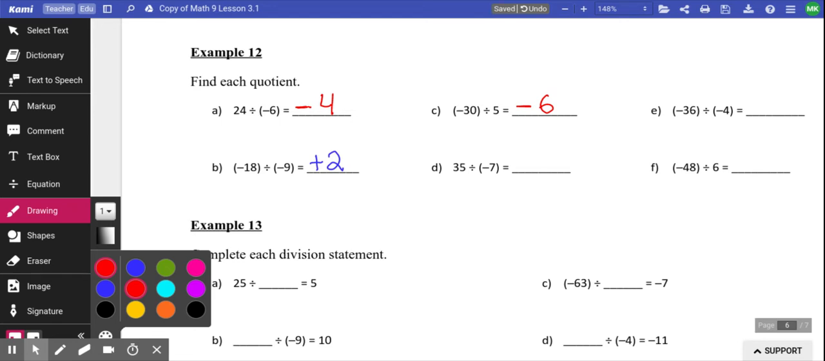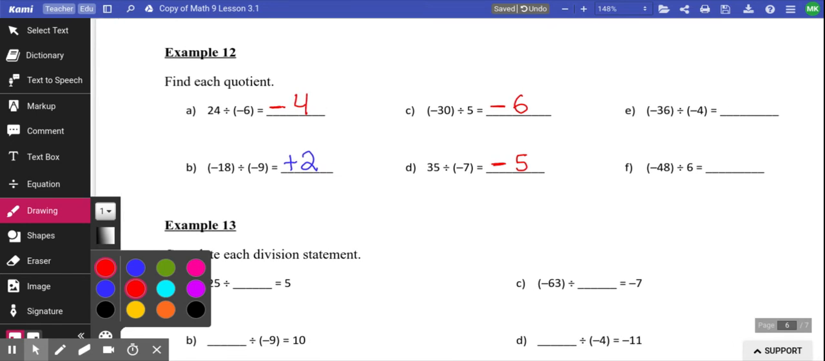D is going to be a negative answer because I have one positive and one negative. I'm counting by 7s, the second number, until I get to the first number. So 7, 14, 21, 28, 35. 5 times until I get to 35. E, I have a negative and a negative. That's going to be a positive answer. I'm counting by 4s until I get to 36. 4, 8, 12, 16, 20, 24, 28, 32, 36, 9 times.